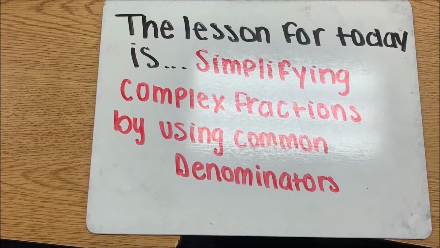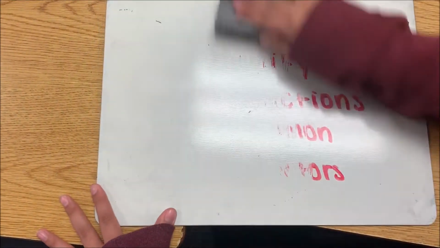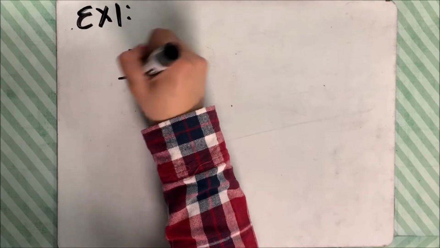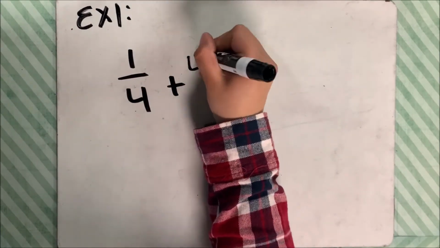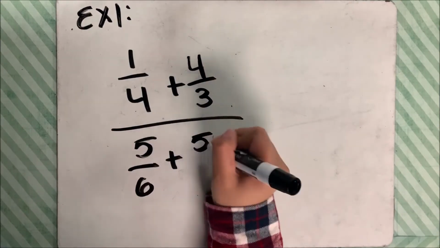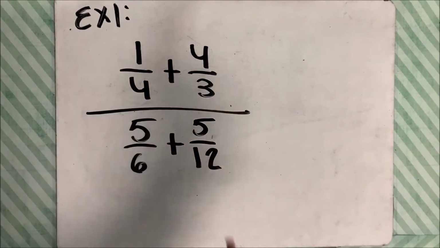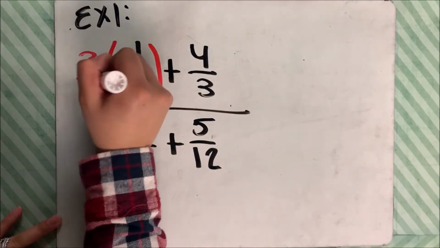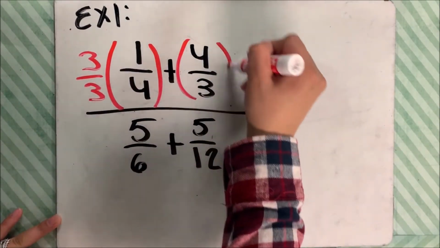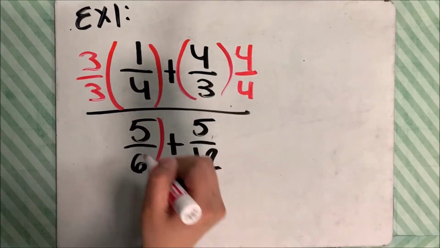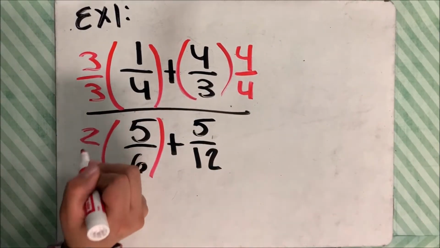The lesson for today is simplifying complex fractions by using common denominators. A complex fraction is a fraction over a fraction. So for example 1, we have 1/4 plus 4/3 over 5/6 plus 5/12. We want to get the common denominator, so we're going to multiply this side by 3 over 3, this side by 4 over 4, and same with the denominator, so we're going to multiply this side by 2 over 2.